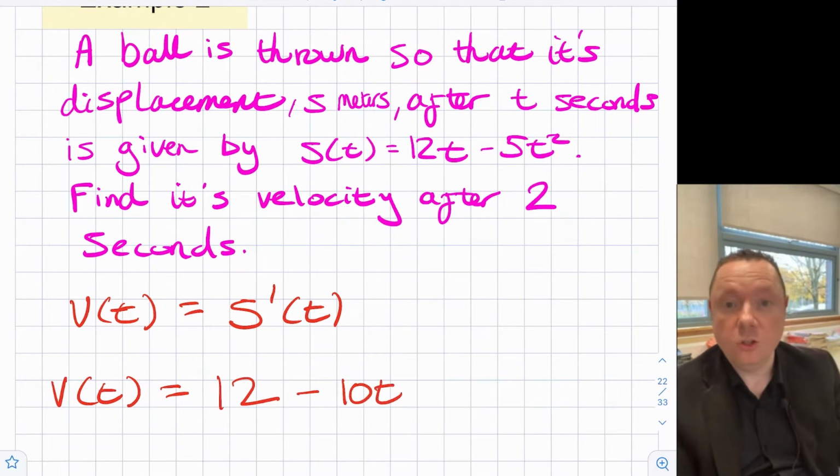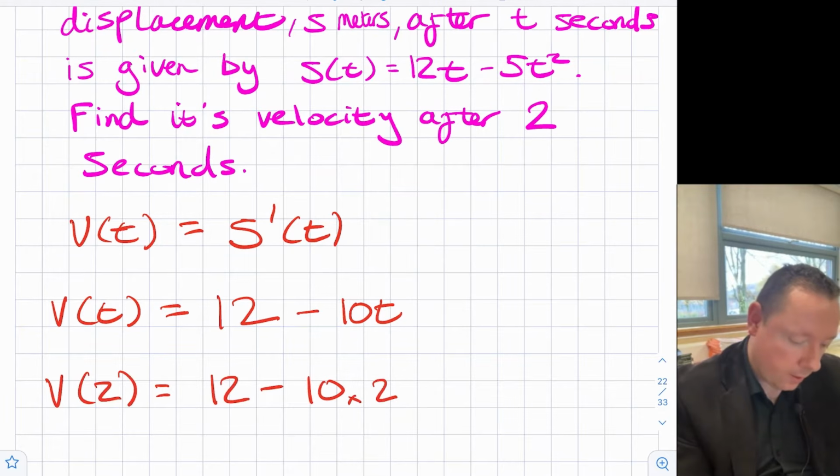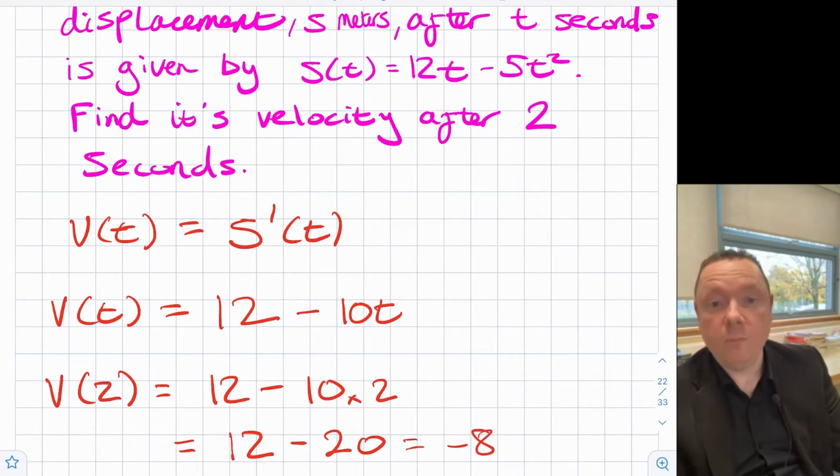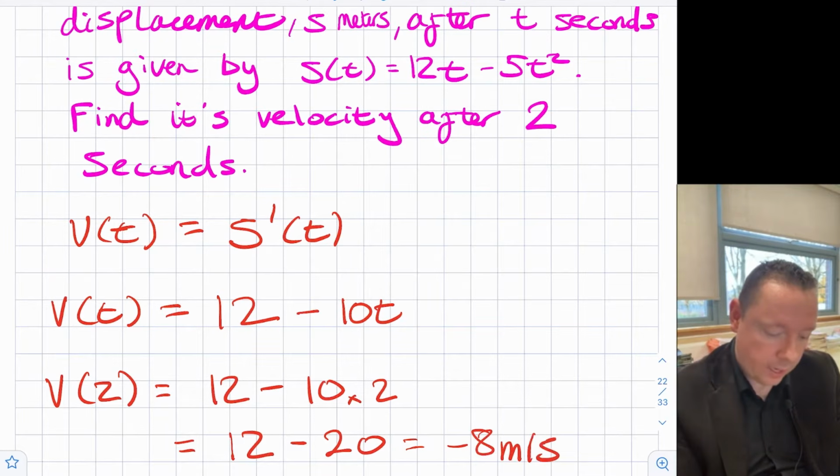And we want it after 2 seconds, so we can substitute 2 into this. So v of 2 is equal to 12 minus 10 times 2. That's 12 minus 20, which is minus 8. And since we've been given units in our question, we give units in our answers, so that's meters per second.